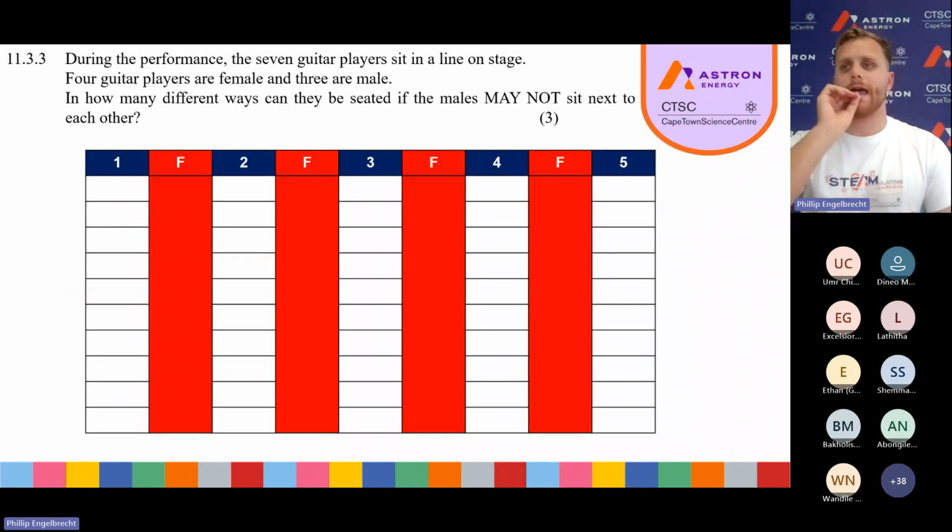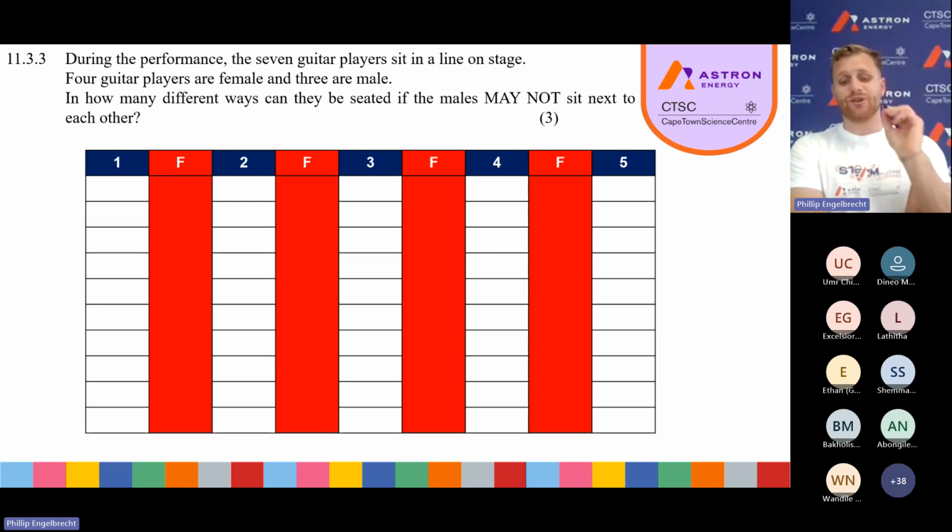So, guys, last question. And I hated this question. Anyways, that's just me. So it says, during the performance, the 7 guitar players sit in line on a stage. 4 guitar players are female, and 3 are male. In how many different ways can they be seated if the males may not sit next to each other?